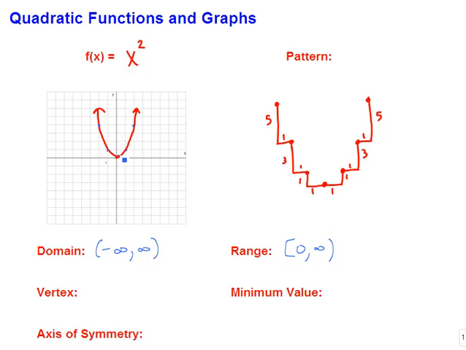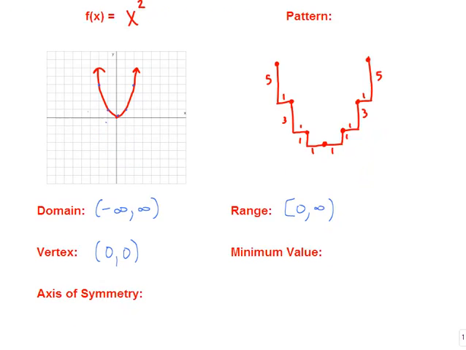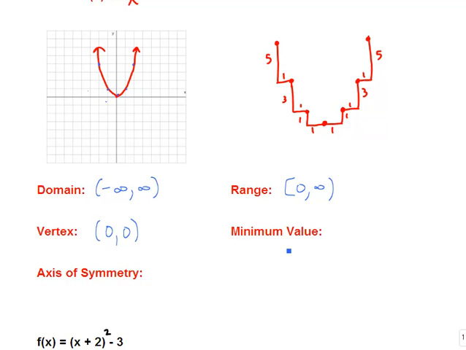The vertex of x squared, as we mentioned already, is just the origin, 0, 0. When you hear the phrase minimum value, it refers to the y value, the smallest y value that the graph goes through, and we know from our range that that smallest y value is 0. So this would just be 0.